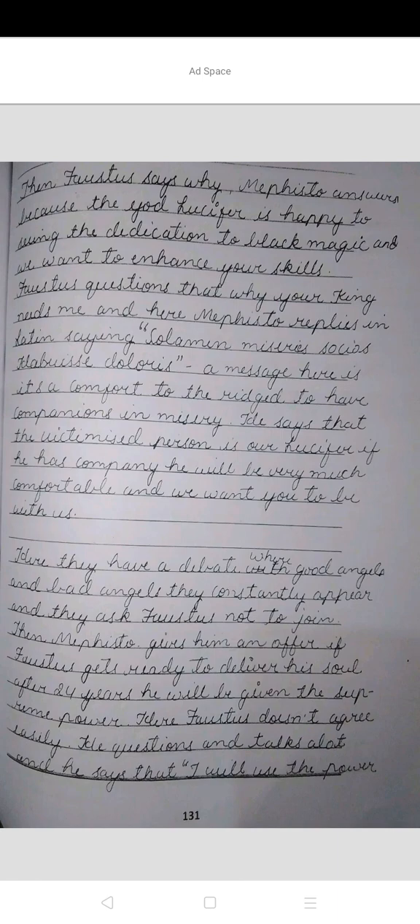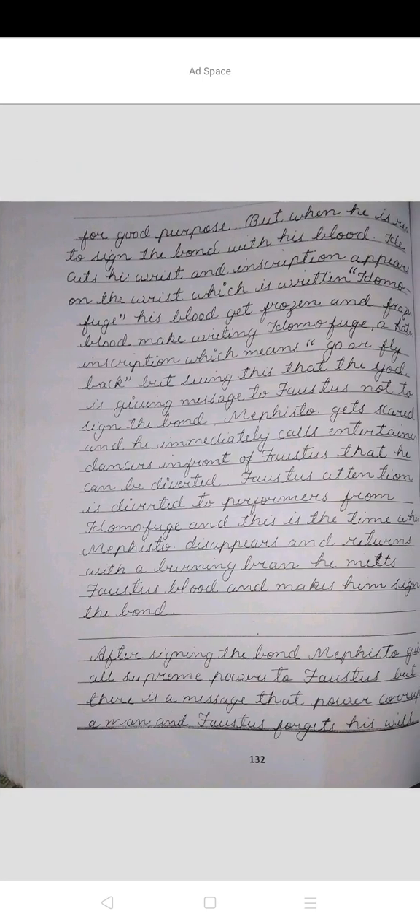Here they have a debate where the good angel and bad angel constantly appear and ask Faustus not to join. Then Mephisto gives him an offer. If Faustus gets ready to deliver his soul after 24 years, he will be given supreme power. Here Faustus doesn't agree easily. He questions and talks a lot, and he says that I will use the power for good purposes. But when he is ready to sign the bond with his blood, he cuts his wrist and an inscription appears on the wrist which reads Homo fuge. His blood gets frozen, and the frozen blood makes writing Homo fuge, a Latin inscription which means go or fly back.